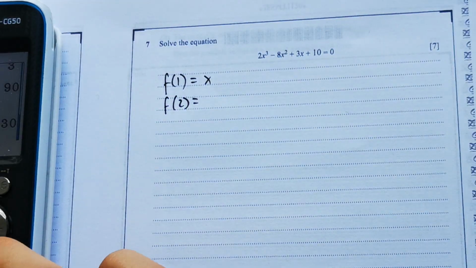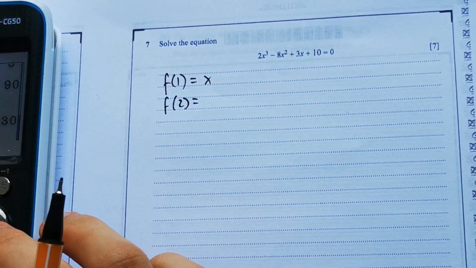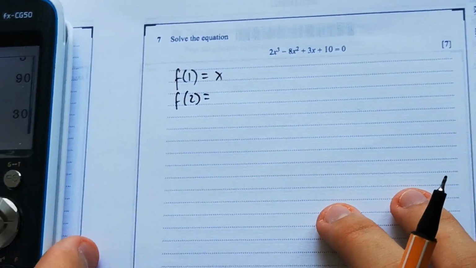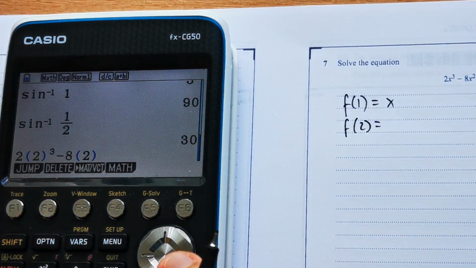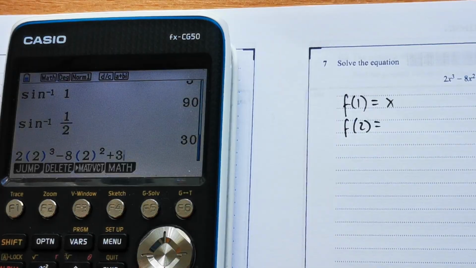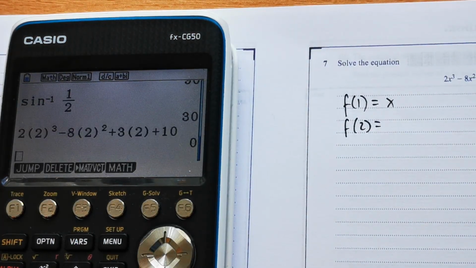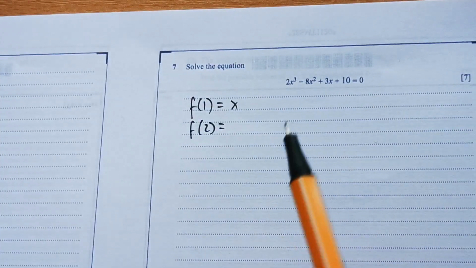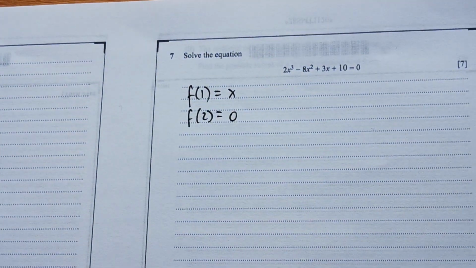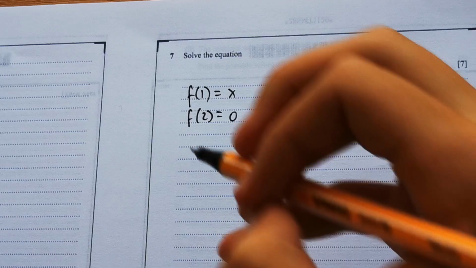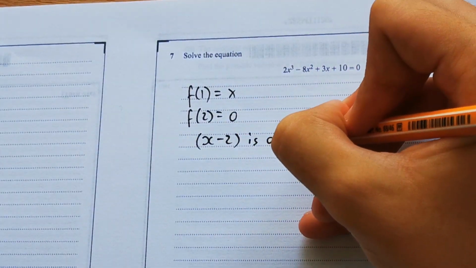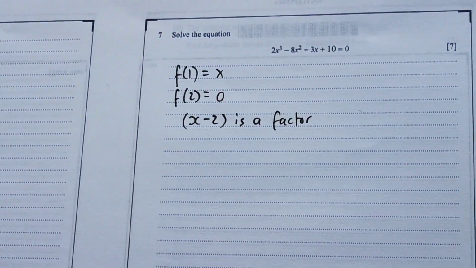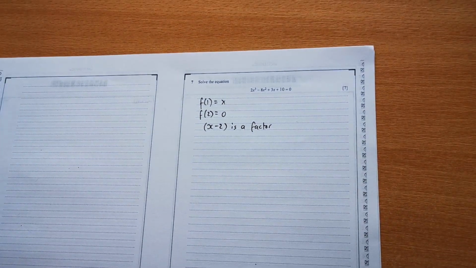What happens if you put in 2? 2 times 2. That wasn't the cubed sign. There's the cubed sign. You can't even see the calculator. 3 times 2 cubed minus 8 times 2 squared plus 3, 2 plus 10 equals 0. F of 2 is equal to 0. So we know that x minus 2 is a factor. Great, what's next? Algebraic division, I hear you say? Correct.